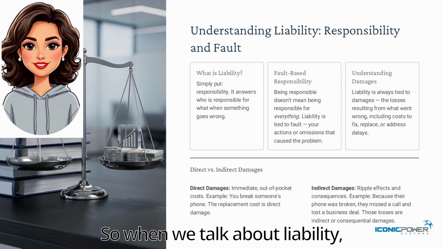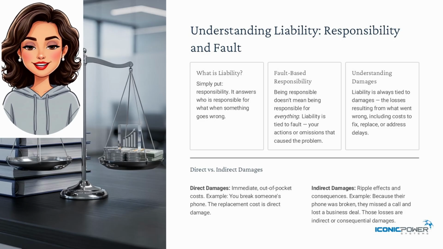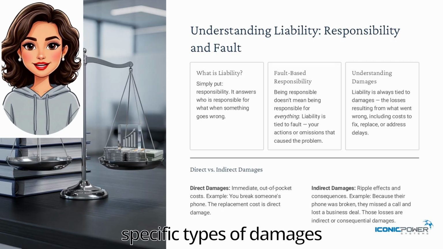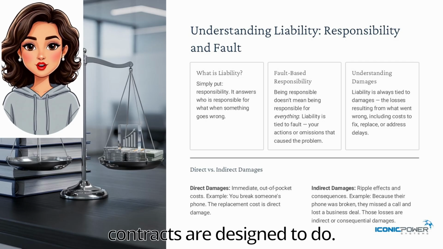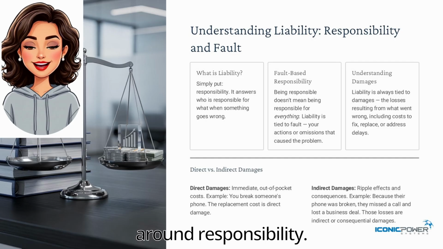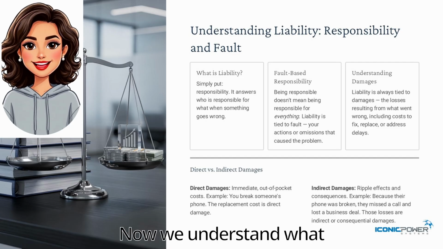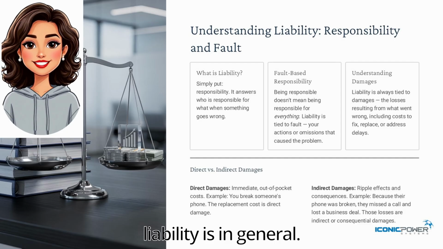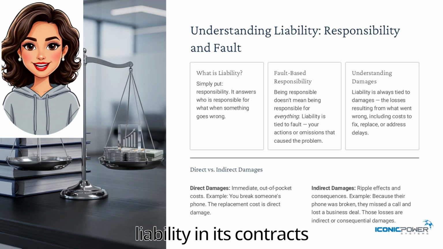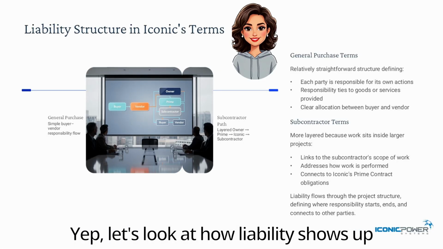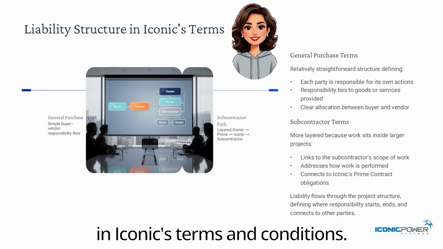So when we talk about liability, we are really talking about responsibility based on fault for specific types of damages within defined limits. And that's exactly what contracts are designed to do: draw clear boundaries around responsibility. Now that we understand what liability is in general, let's look at how Iconic approaches liability in its contracts and why those limits matter. Let's look at how liability shows up in Iconic's terms and conditions.